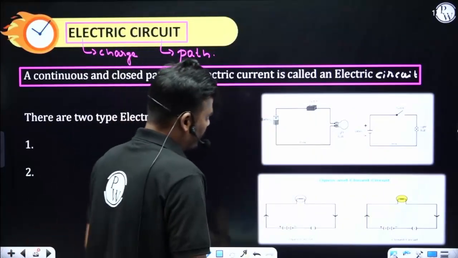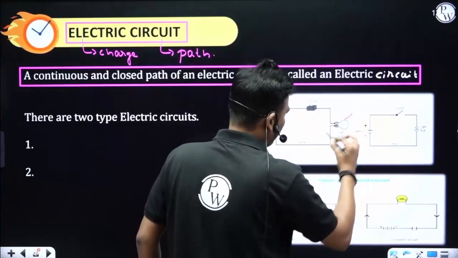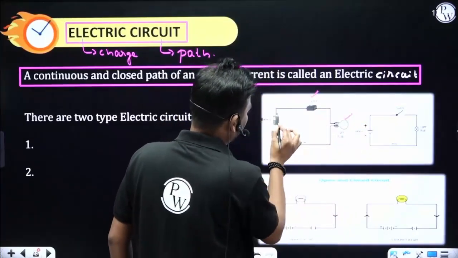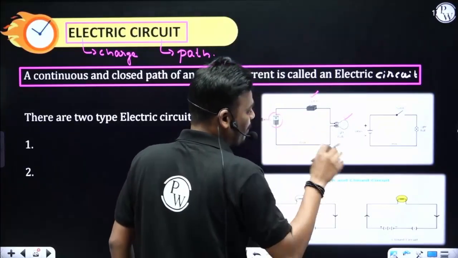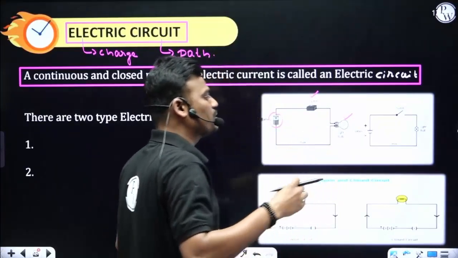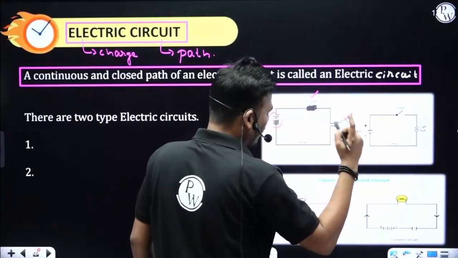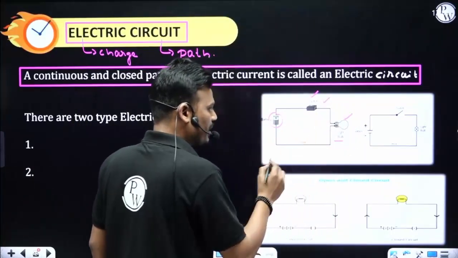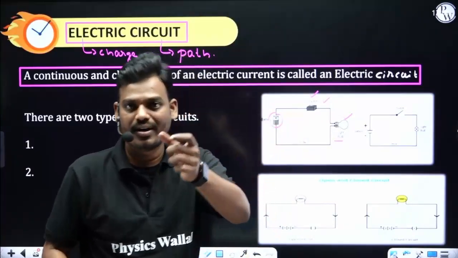Okay. So here you can see this is the bulb, and this is the switch, and this is the battery, and this is the wire connected between the components. Components means the instruments that are connected in the circuit. Light bulb is one instrument, switch is one instrument, and this wire is also one instrument, and this battery is the source of electric current.